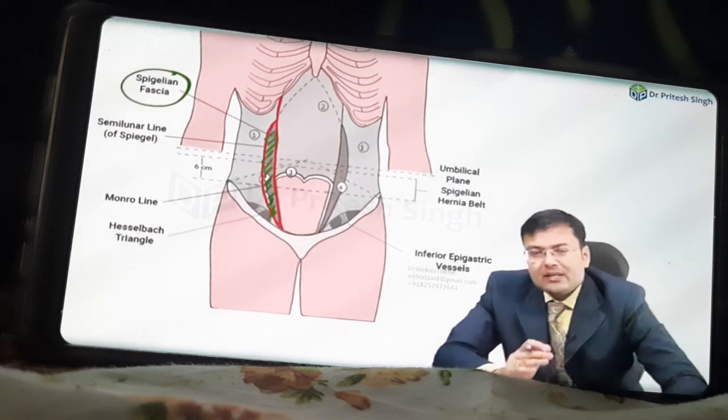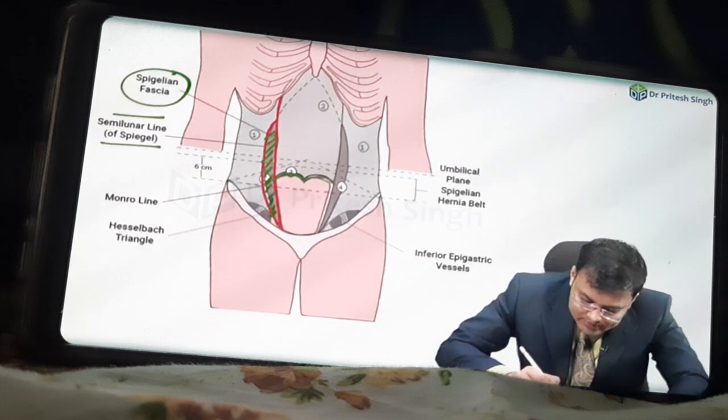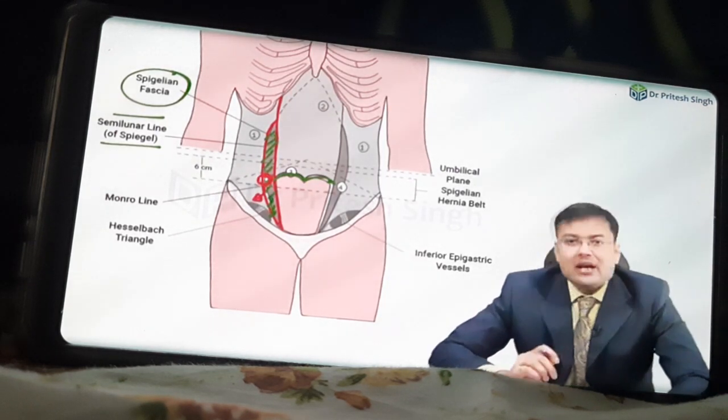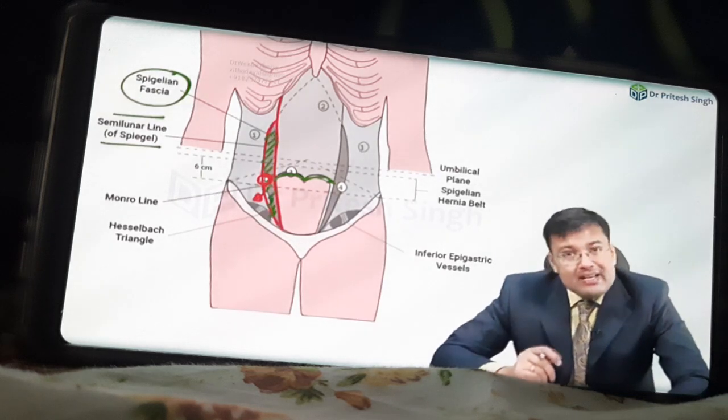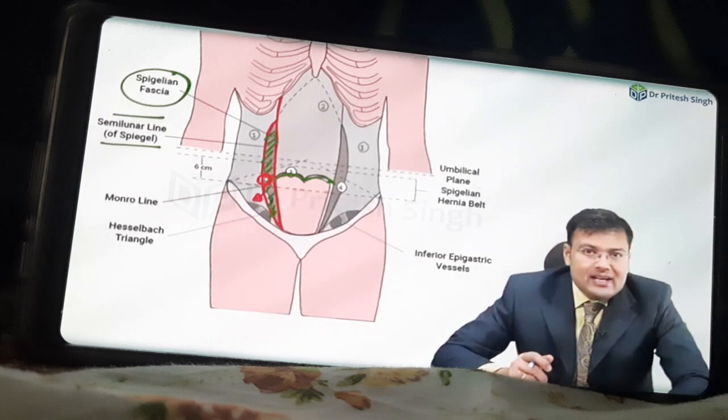Spigelian fascia. Medially, it is bounded by the lateral border of the rectus, and laterally by the semilunar line. Now what happens? This is the arcuate line. Generally, the Spigelian hernia is located at or below the arcuate line. In Bailey and Love, it is written that it is mainly above the arcuate line, but in Sabiston, it is written that it is at or below the arcuate line, and that is correct.